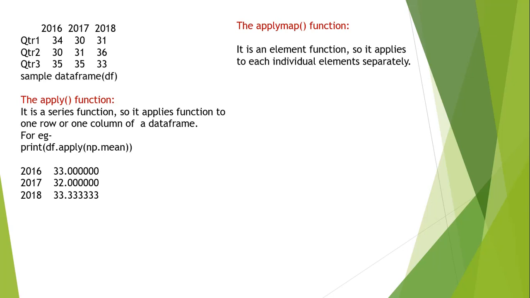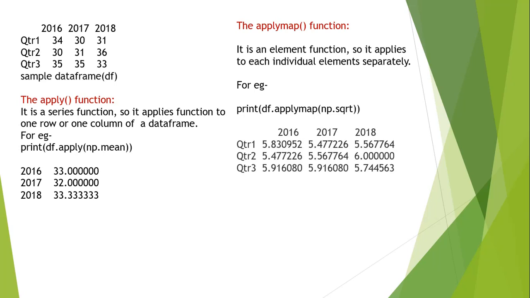Now let's see an example: print df.applymap np.sqrt. We already have the sample data frame. So let's see what the output of this will be. You can see the results have been produced for each element separately. That means the whole data frame has been given as an input, and for the input, the whole data frame has produced the result individually for the output.